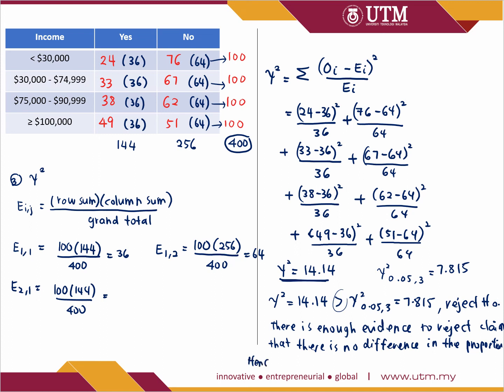So we can conclude that the income makes a difference in the proportions. Okay, so that is our conclusion. So that's how we solve using the homogeneity test.